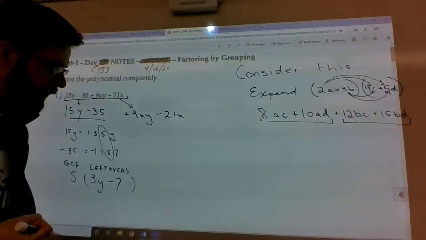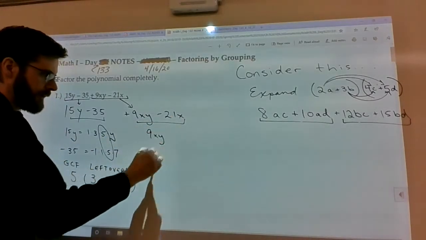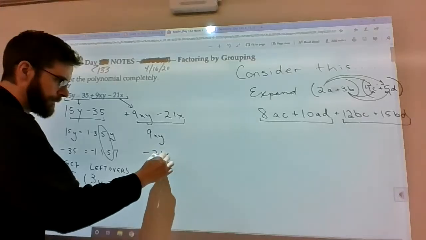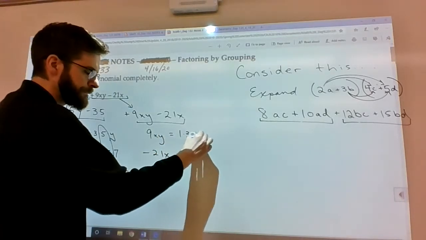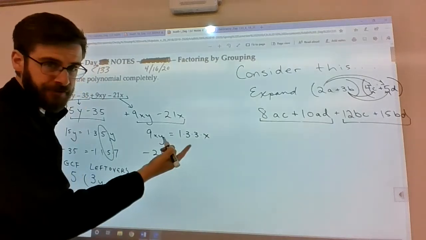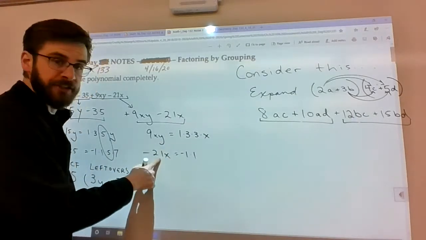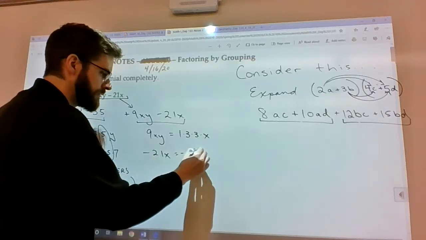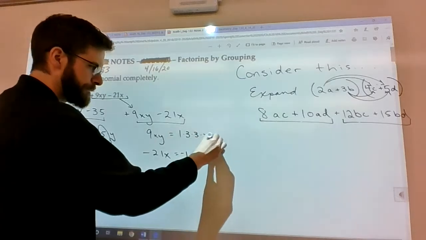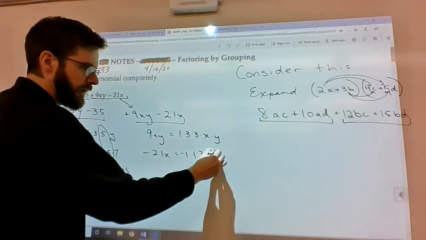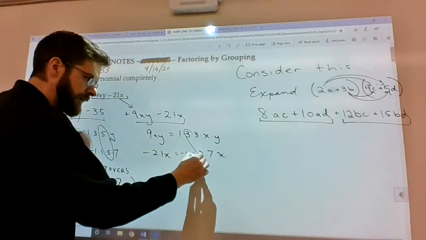Let's check out the second one. So 9xy is just 3 times 3. Got to put the x at the end because there's a variable. Negative 21x is negative 1 times 21. 21's 3 times 7. And then make sure that, oh, I forgot a y here. Make sure you put the x on the tail end of that. You'll notice they share a 3.